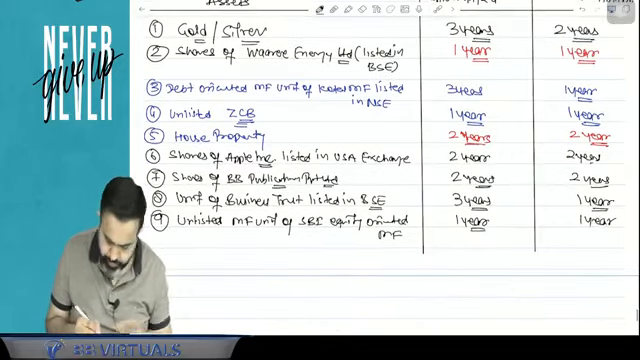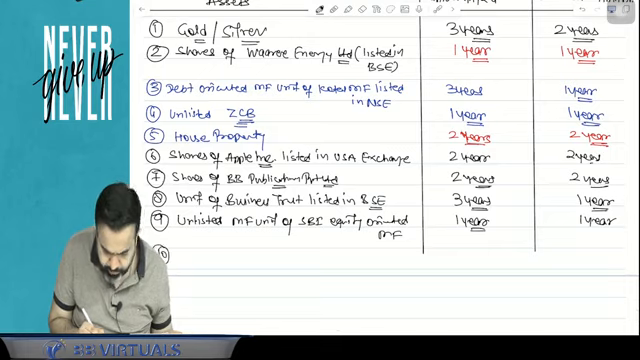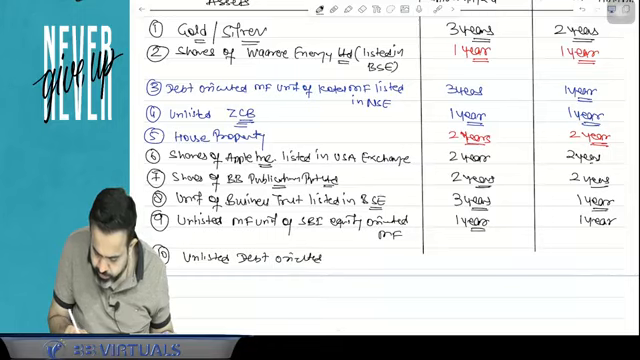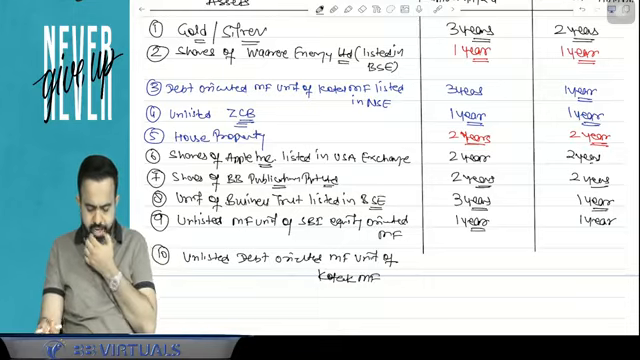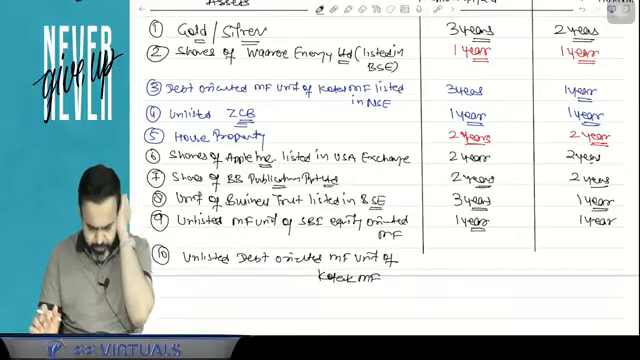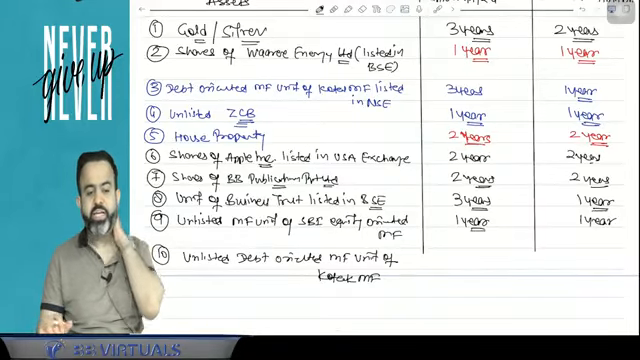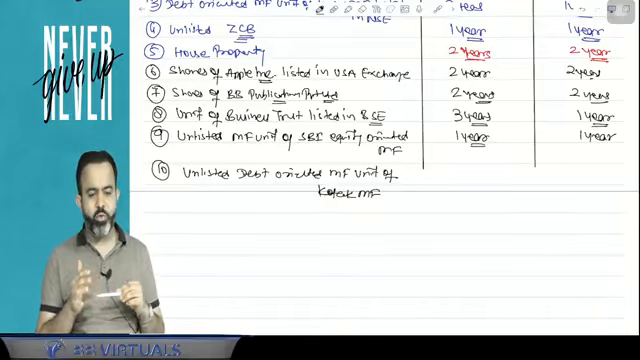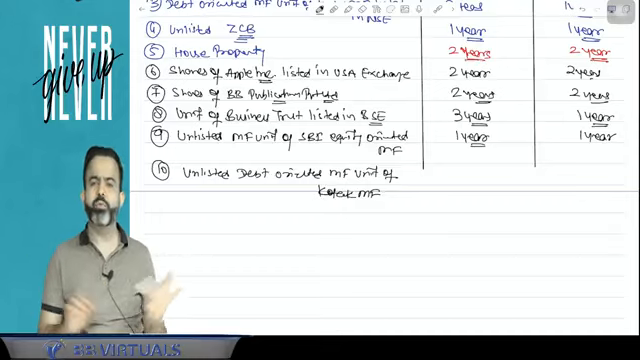And the last point, number 10, suppose an unlisted debt oriented mutual fund unit of Kotak mutual fund. So unlisted debt oriented mutual fund unit of Kotak mutual fund, tell me. Last point.